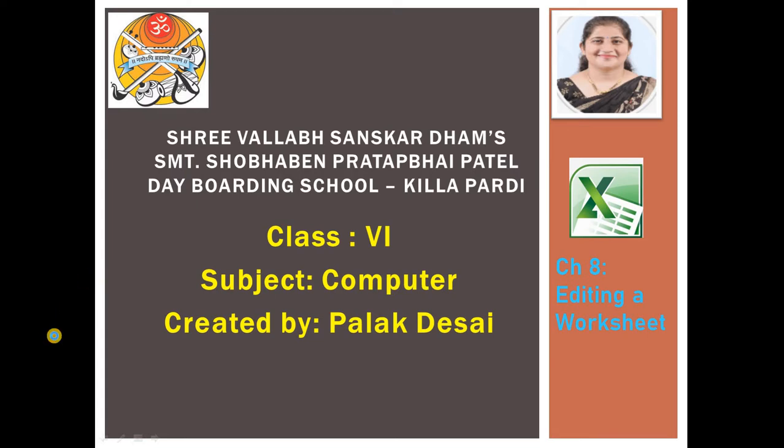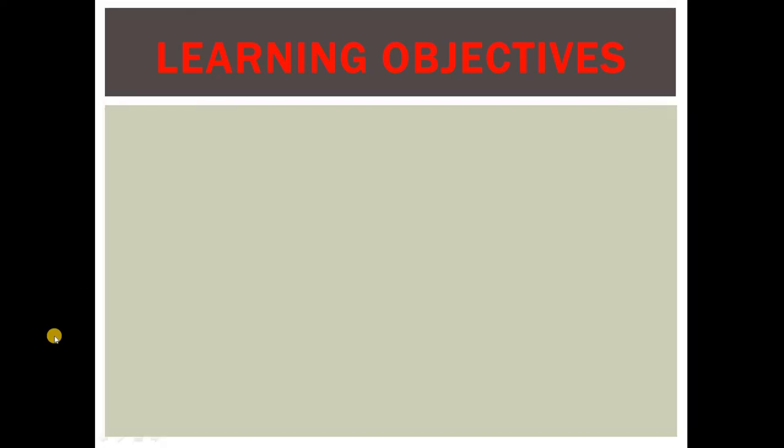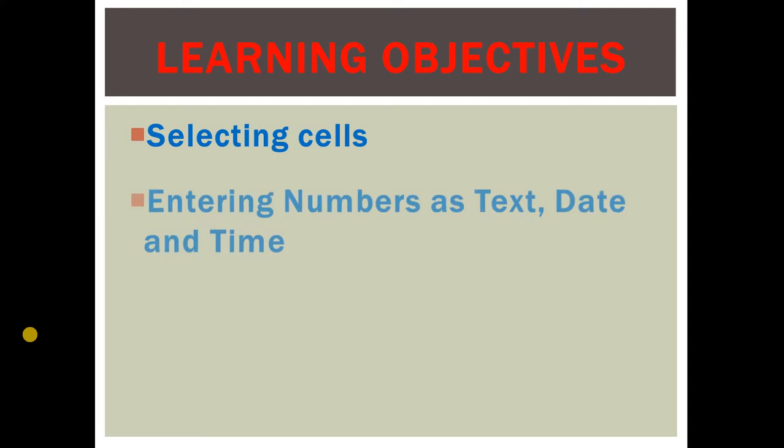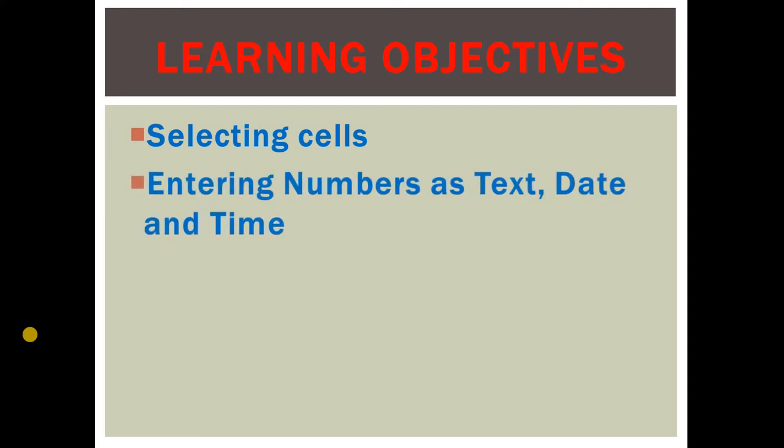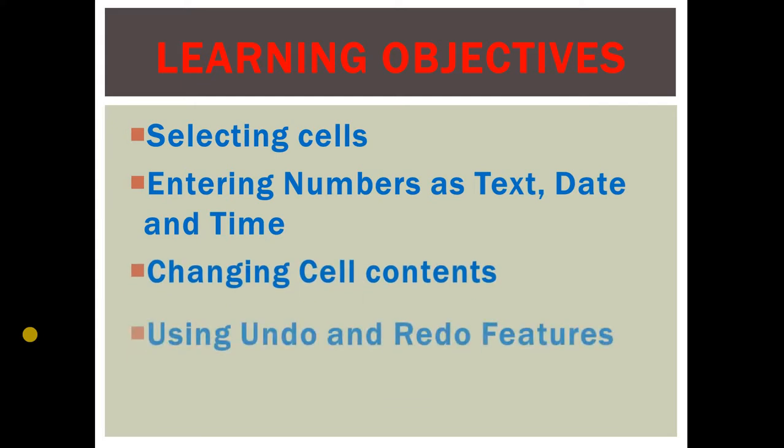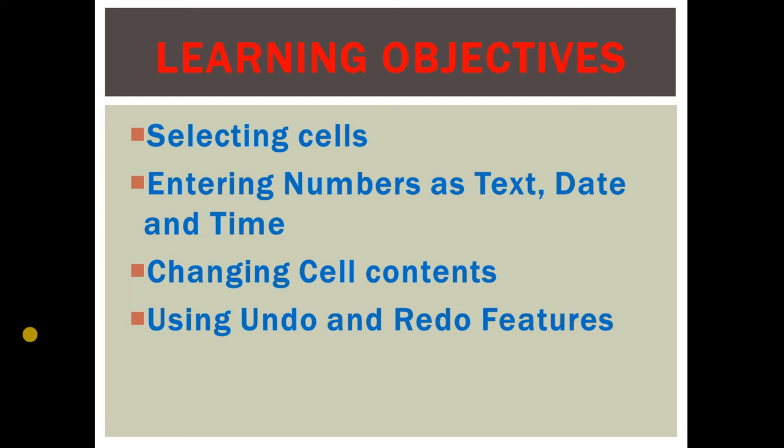We are going to first see what are the learning objectives that we are going to see in this chapter. First one is how to select cells. How do you select the cells present in the Excel sheet? After that, entering numbers as text as well as date and time. Changing the cell contents. How you can change the cell contents. And using undo and redo feature.